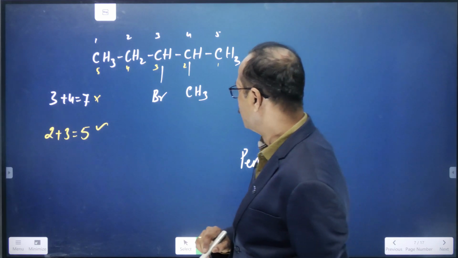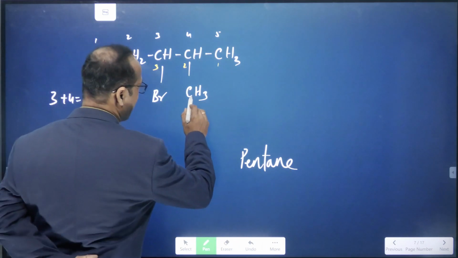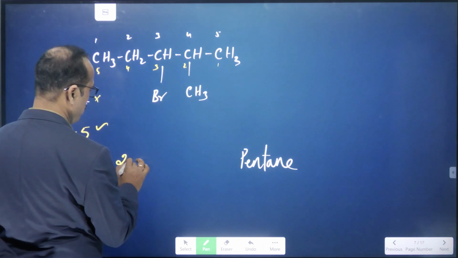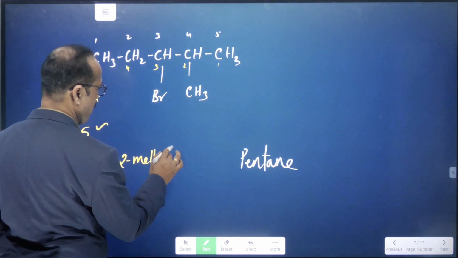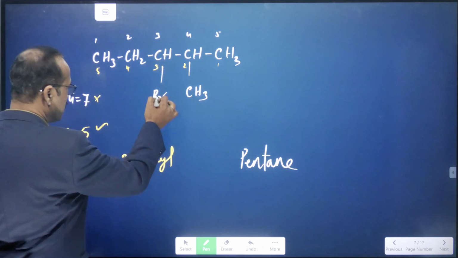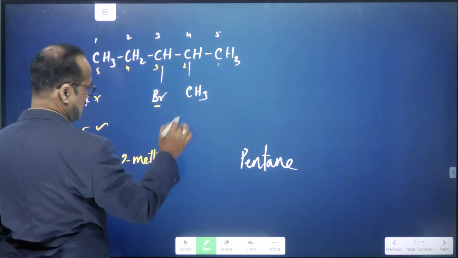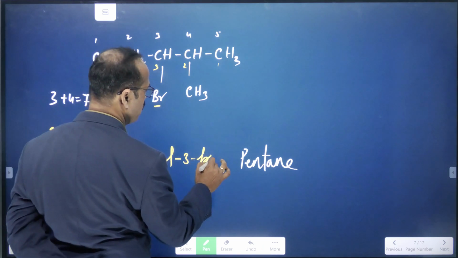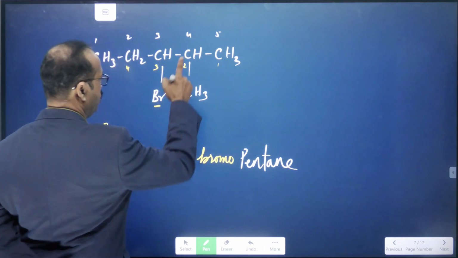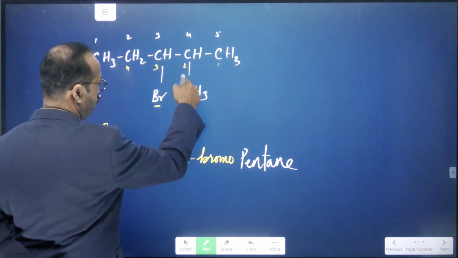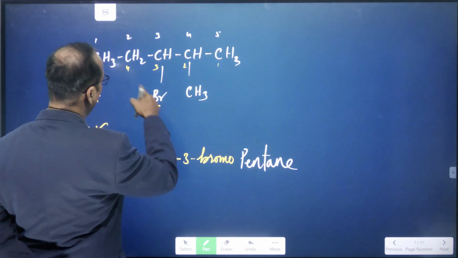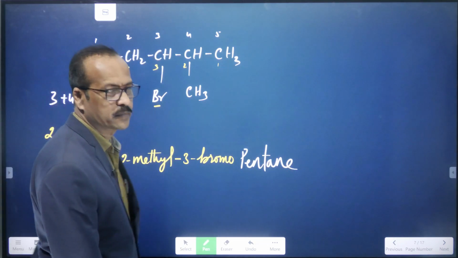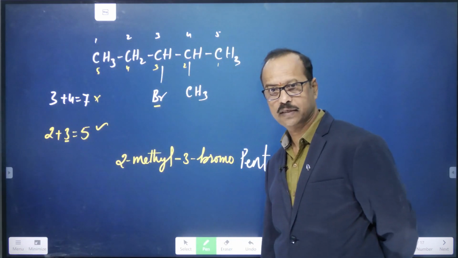Right? So now what I do, for the second carbon, methyl is there. So I'll write 2 methyl. And for the third carbon, bromine is there. So what I write? 3. Bromine you need not write in full, you write bromo. So 2 methyl, 3 bromo, this is pentane. Is this correct? It is correct.